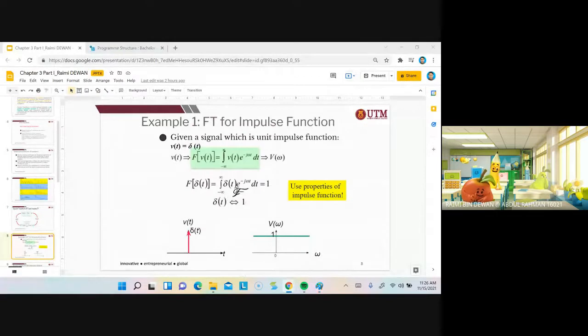So you see here, Fourier transform, then you obtain your V omega. This one is actually like 1, because just now, e to the 0 is 1, because it's an impulse function. Then the Fourier transform of this impulse is equal to 1, and your vt is actually your delta t, this impulse.